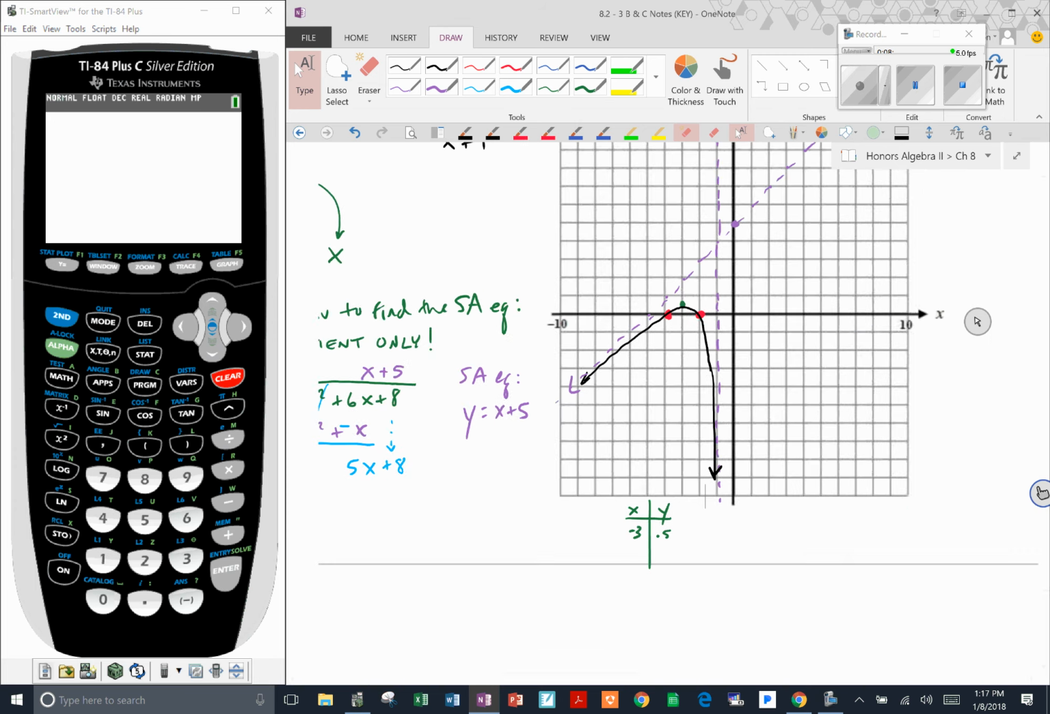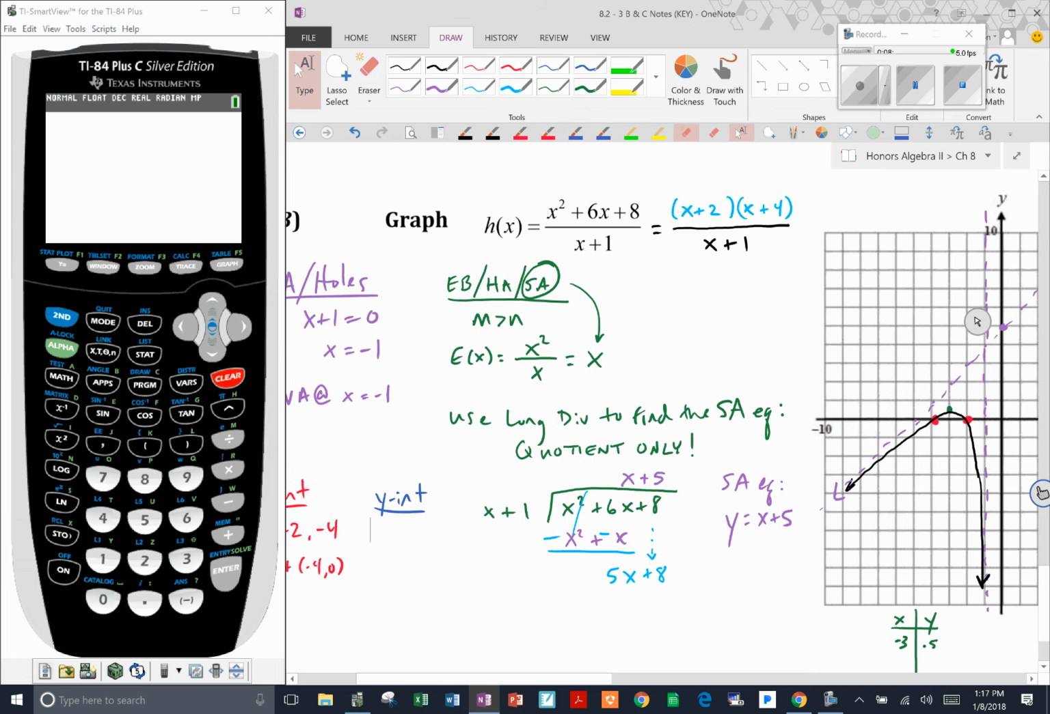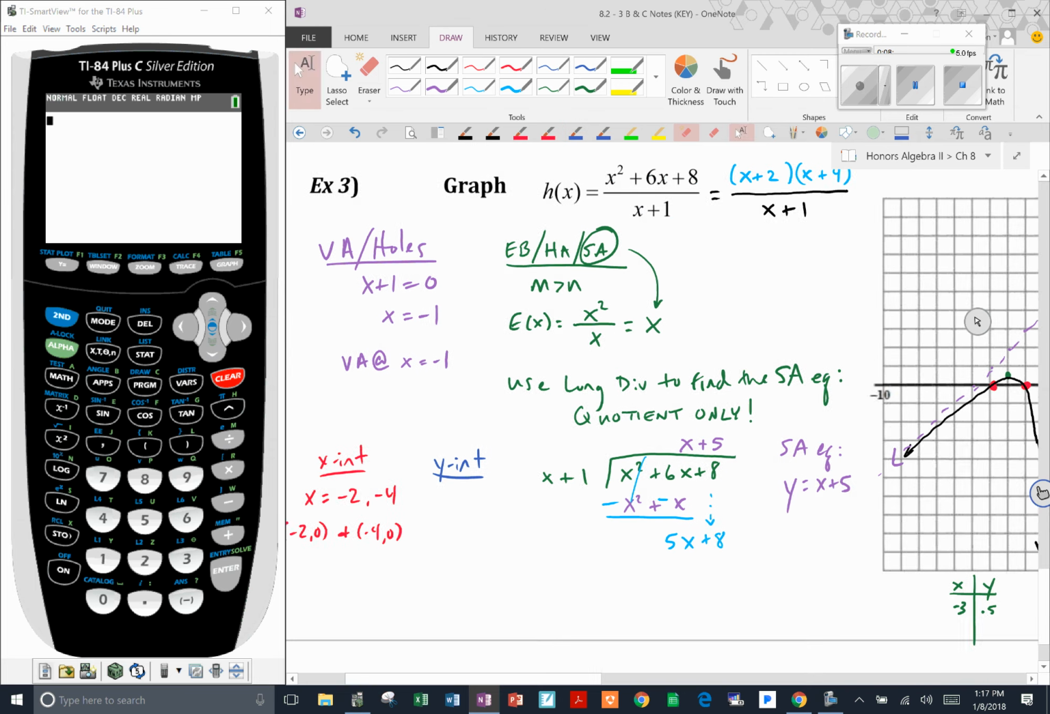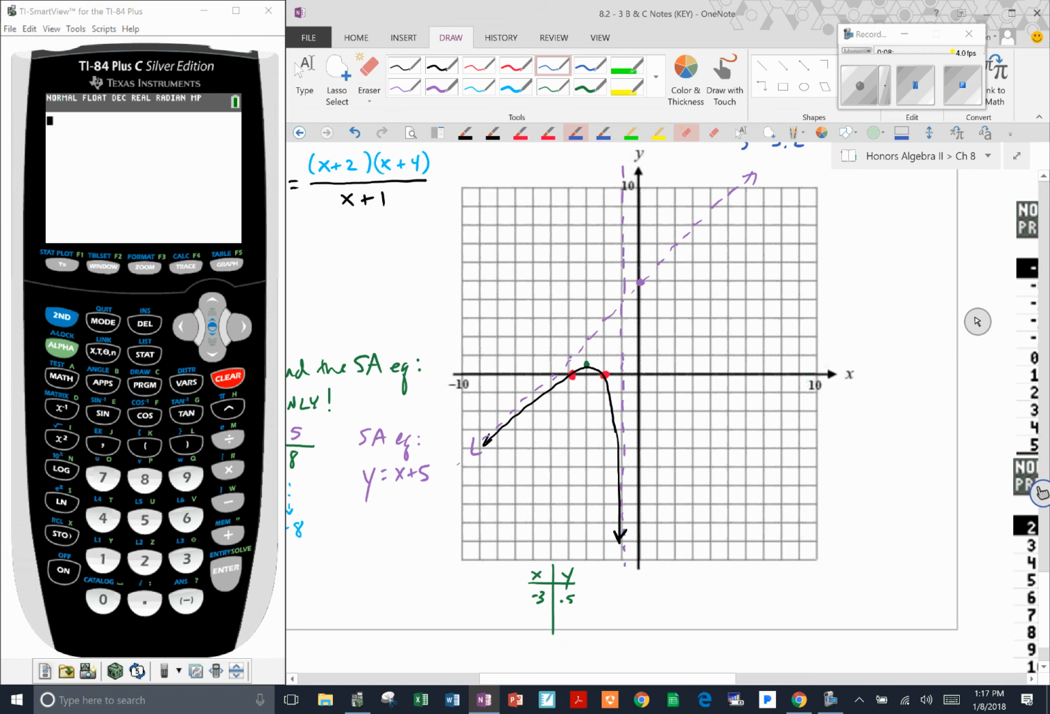The other point that we could find yet is the y-intercept. The y-intercept comes from letting x equal 0. Remember, if x equals 0, all this goes away except for the constants. Excuse me, the y-intercept is h of 0, which is just going to be 8 over 1, which is 8. So the y-intercept is 0, 8. There's 5, 6, 7, 8. There's my y-intercept. That's about the only point that I'm going to get on that side of the vertical asymptote. So let's put in a few more points on that side of the line as well.